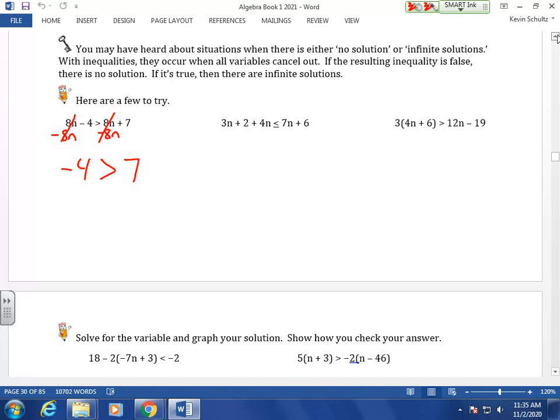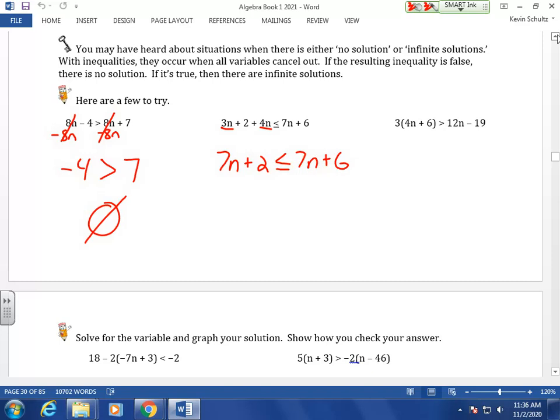Therefore, no solution. Okay? Just like we saw with the equations, if the equation is not true, it's no solution. If the inequality is not true, there's no value for n, then when you plug it in here and subtract 4, but then on the other side add 7, the left side is going to be greater than the right side. Okay? The second one, where you've got 3n plus 2 plus 4n, that can be simplified by combining like terms to be 7n plus 2, which is less than or equal to 7n plus 6.